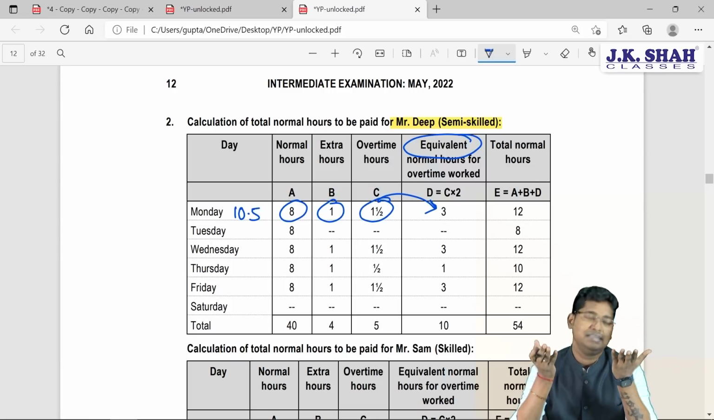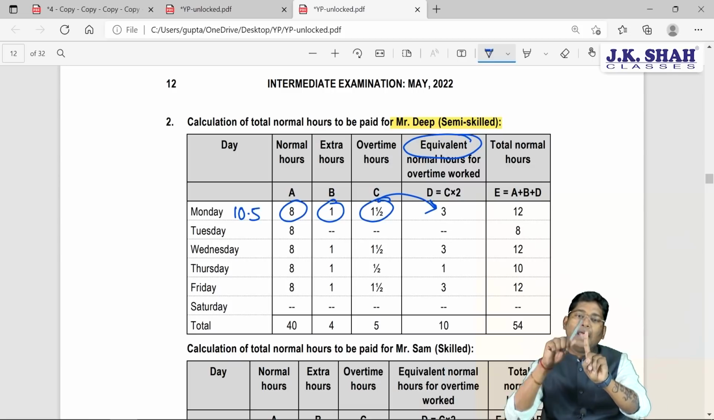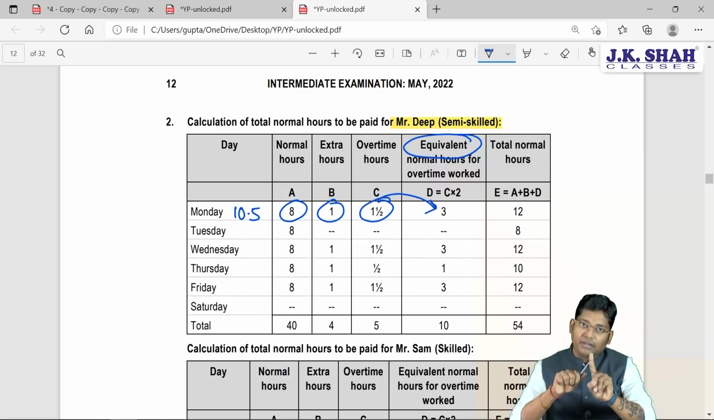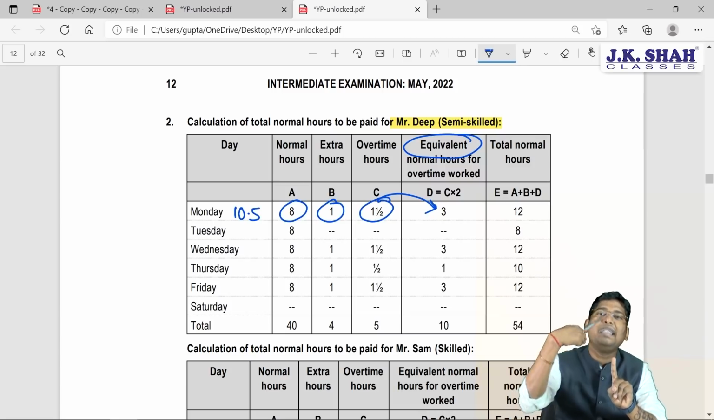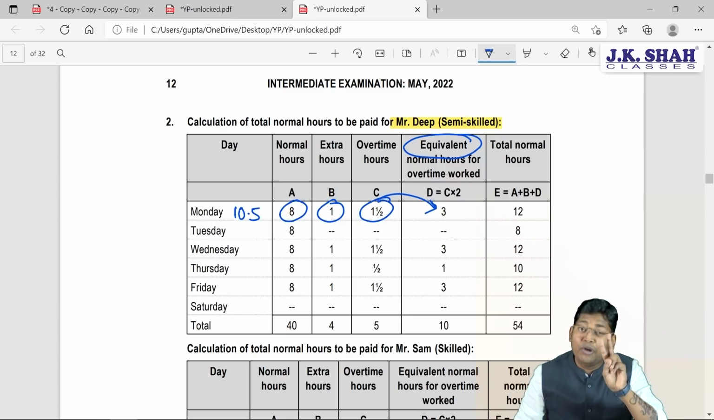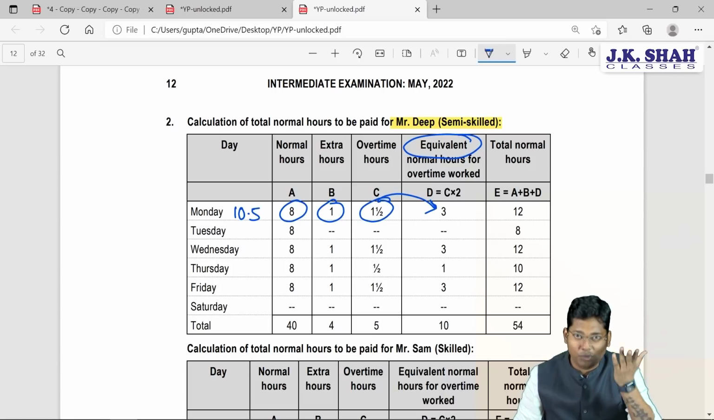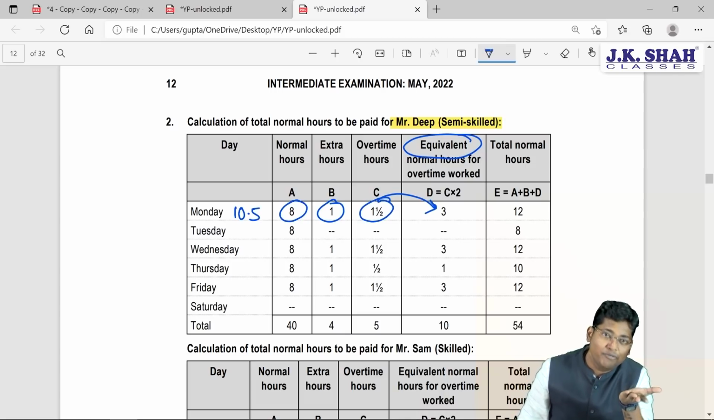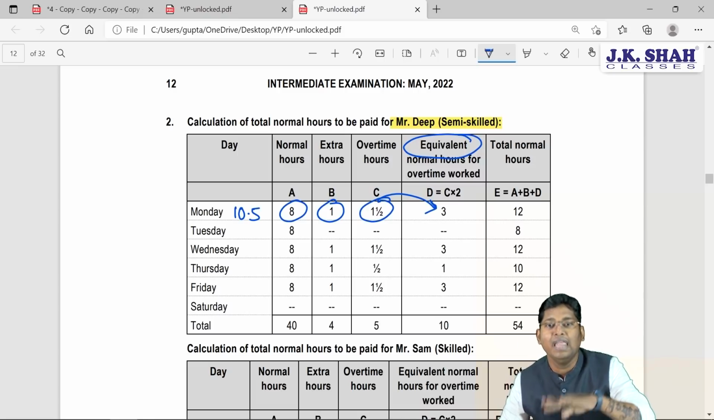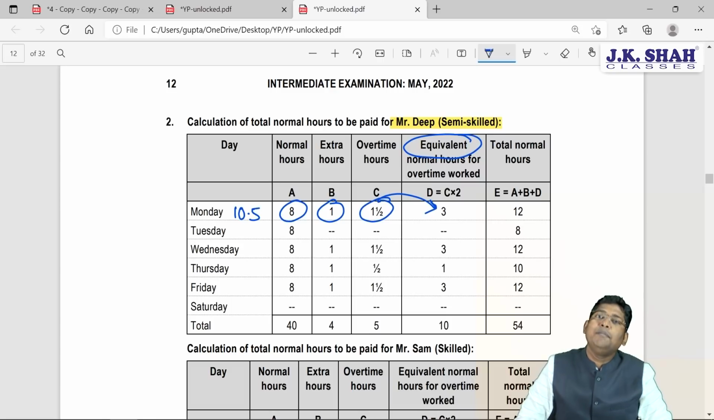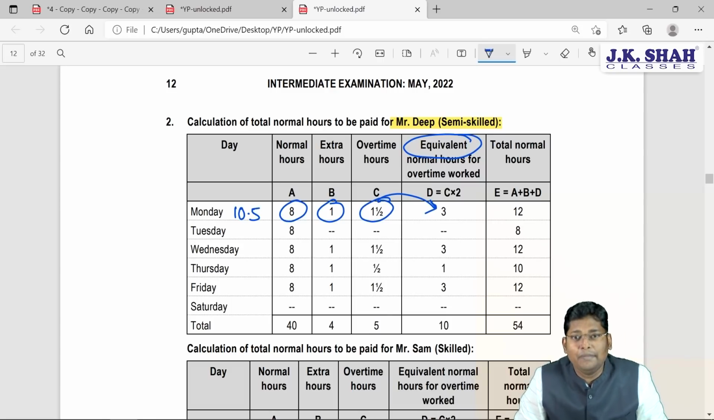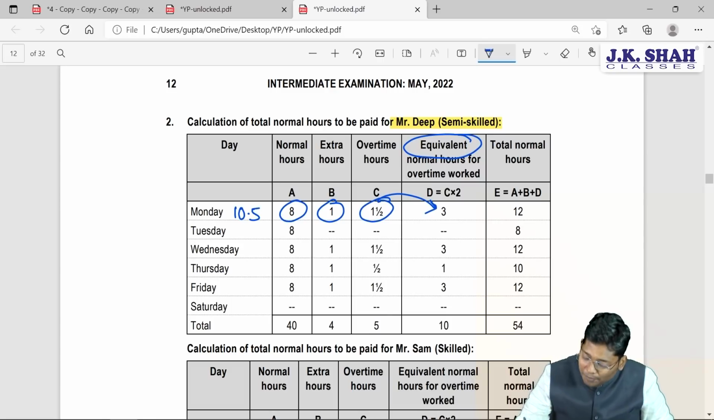Because see, if a worker is giving you 1 hour of overtime, you will be paying him at double rate, which means you have to make payment for 2 hours, though the worker has worked for 1 hour. Double payment means you need to give payment for double the number of hours. If the worker has worked for 1.5 hours as overtime, you are going to pay him for 3 hours. So total payment is to be done for 8 plus 1 is 9, and 9 plus 3 is 12 hours.